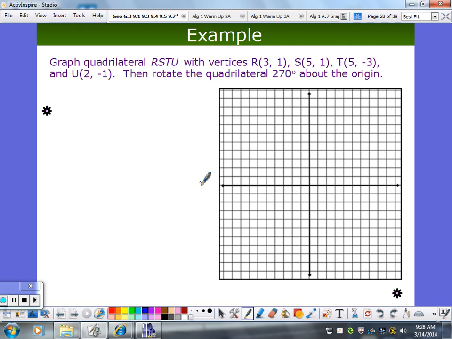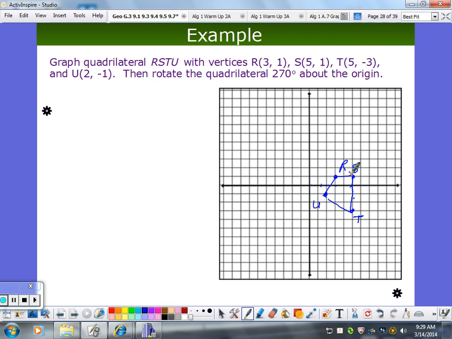So let's do this example here. I've got a quadrilateral RSTU with vertices 3, 1. Okay, so let's graph that. All right, everybody know where we are? So 1, 2, 3, 1, that's R. Label your points. 1, 2, 3, 4, 5, 1. And label your points. T is 5, negative 3. Everybody doing that? I see a lot of people not doing it. And then U is 1, 2, negative 1. So this is my pre-image.